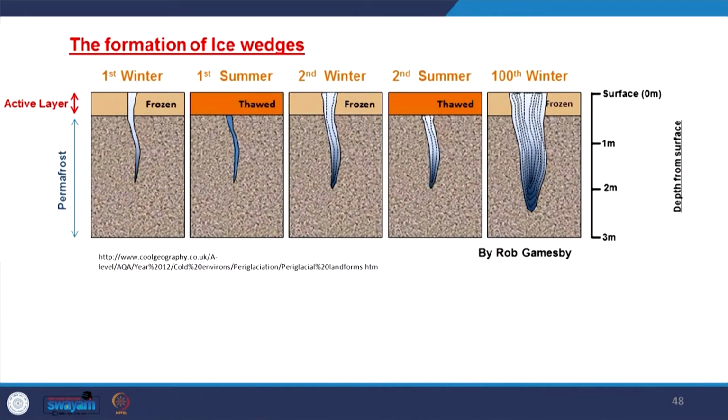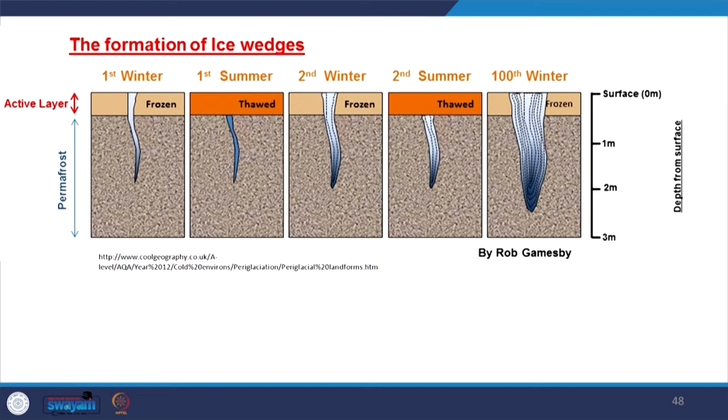Another word for this is frost wedging, because it is a wedge of frost, a wedge filled with ice. How this ice growth occurs, how the volume of the ice increases, and how the thickness of these cracks increases with time is given in this figure.